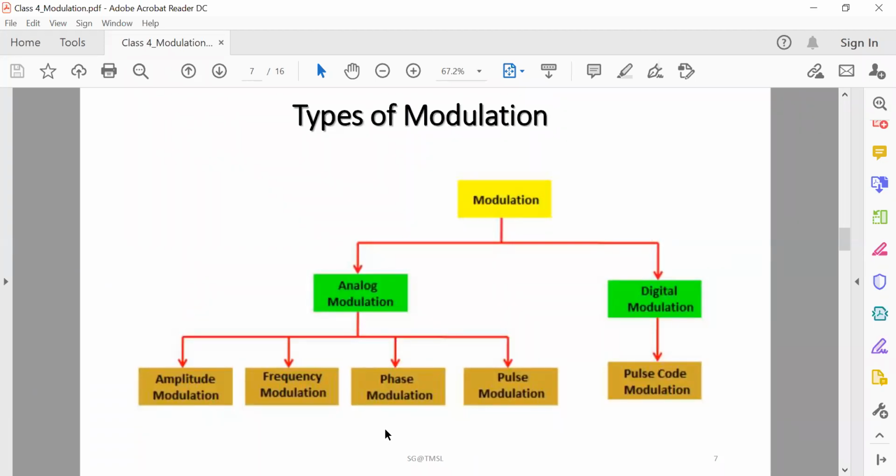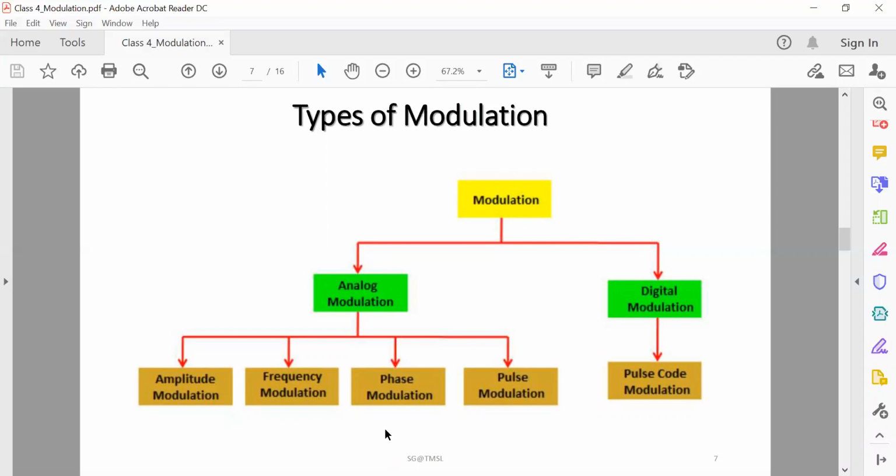So here one thing I need to tell you: in phase modulation, the phase of the carrier signal is varied in accordance with the instantaneous amplitude of the message signal. Okay, so when phase is changed, it also affects the frequency. So this modulation also comes under frequency modulation actually.